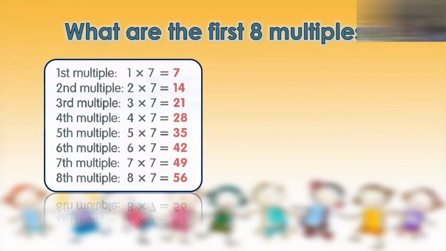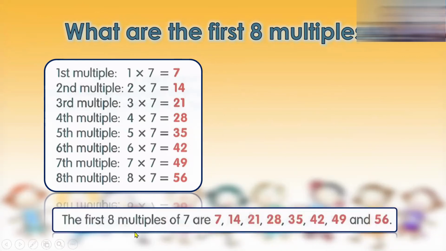Good. Everyone, do you understand what I am saying here? Okay. So these are the multiples of 7. The first 8 multiples of 7 are 7, 14, 21, 28, 35, 42, 49, and 56. That's the first 8. Okay?